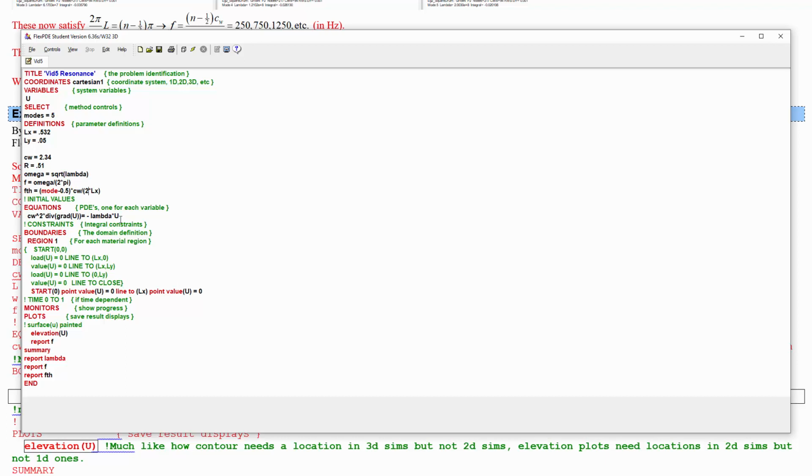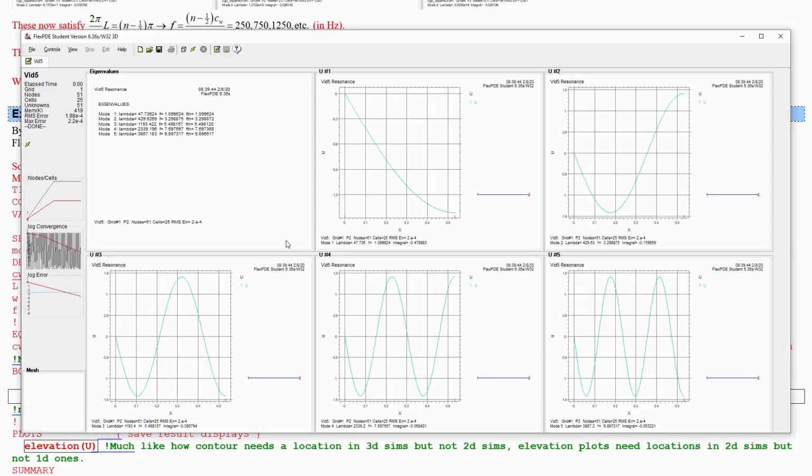And we need to modify the boundary condition. So we're going to change point value at the right end to point load. Let's see if this works. Okay. Indeed, we've got these open air column, closed air column at the other end waves stacking. And we have the frequency matching up exactly with what we predicted.